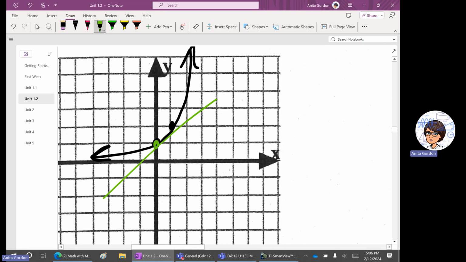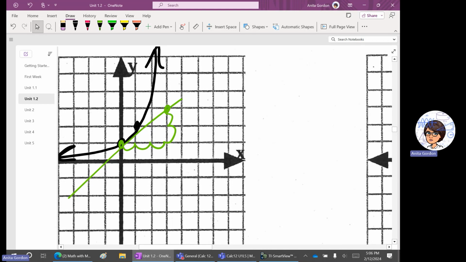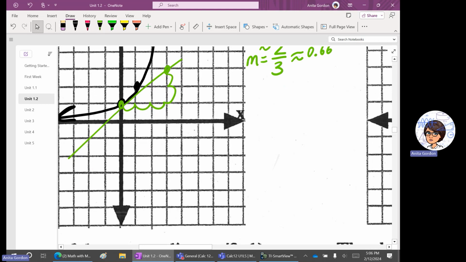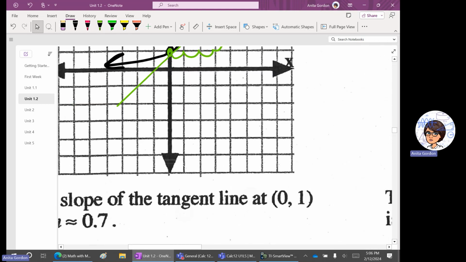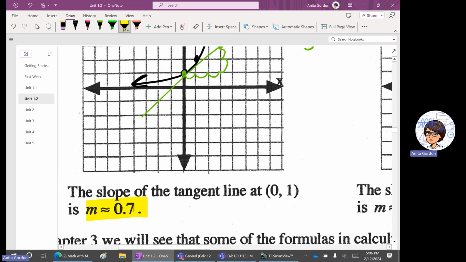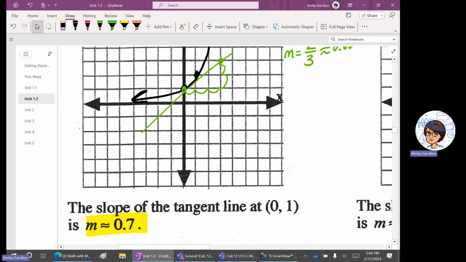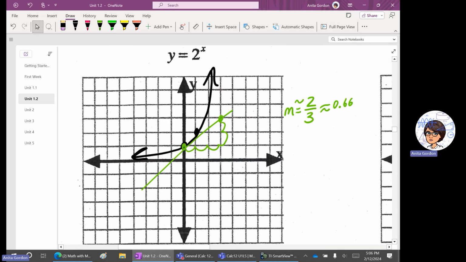If this is one point, I can use this as the other. 1, 2, 3 is my run. 1, 2 is my rise. So my slope here is approximately, not very convenient, but on my laptop with my hand, this is the best I can do, approximately 0.6666, or as our notebook suggests, it's approximately 0.7 when we have 2 as the base of our exponential function.